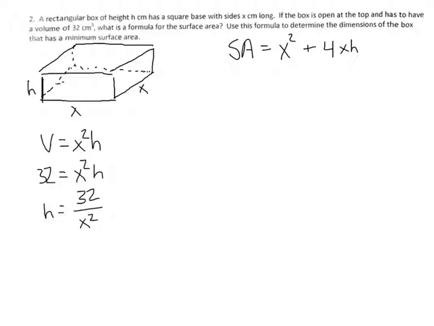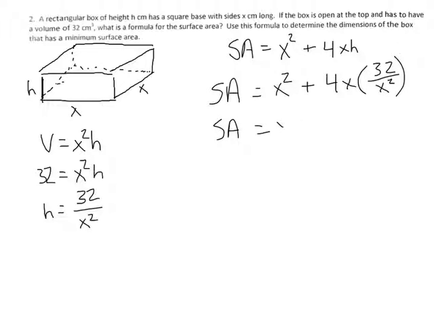I would get surface area equals x squared plus, well, I'll just write it all out for you guys. It's going to be 4x times 32 over x squared. That looks kind of gross. We're going to clean things up a little bit before we take a derivative because it will help us in the long run. So we'd say that surface area equals x squared plus 4 times 32 is 128. And then I'm going to rewrite the x's like this. Hopefully that makes sense to you.